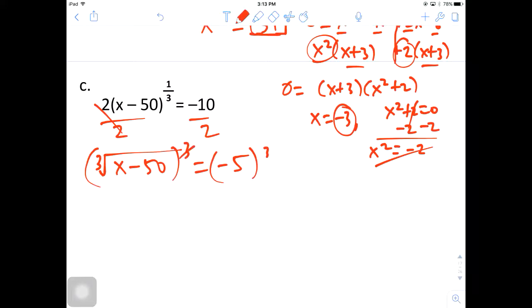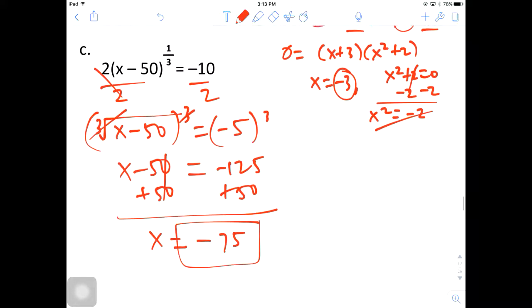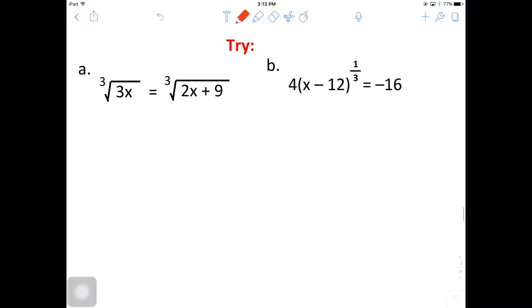See how easy that becomes naturally? Your fingers will just be moving on their own once you get the system down. -125, and then adding 50 to both sides, you'll have x equals -75 as your final answer, and that's the end of this problem. It's time for the try it problems, guys.